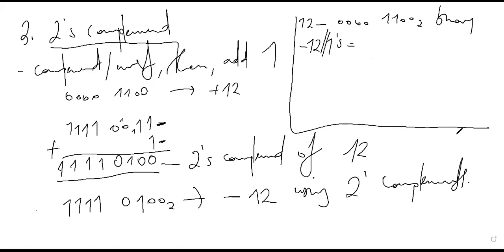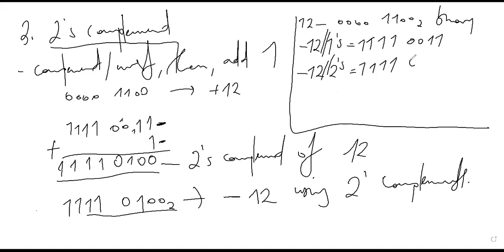We just invert all the bits. So it is 1, 1, invert all the bits: 1, 1, 1, 1, 0, 0, 1, 1. This is negative 12 for 1's complement. Negative 12 for 2's complement is equal to this one and that one up: 1, 1, 1, 1, 0, 1, 0, 0.